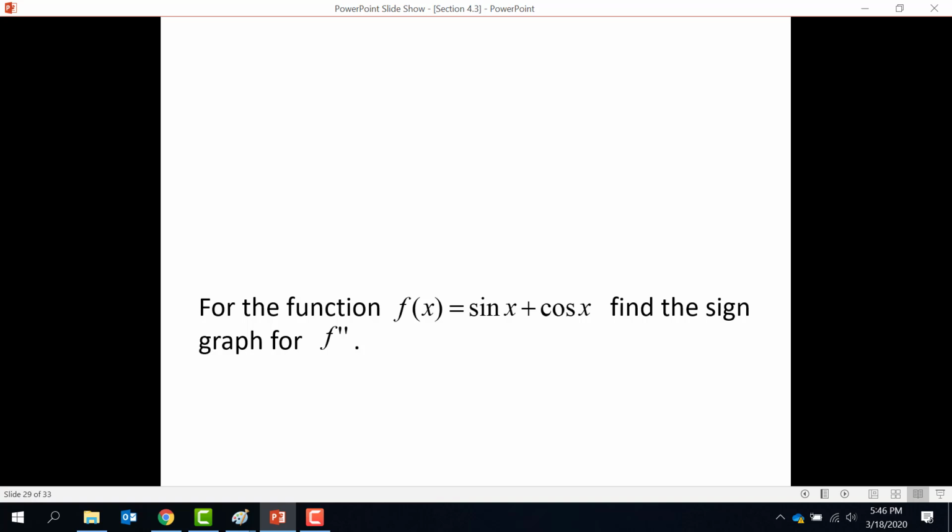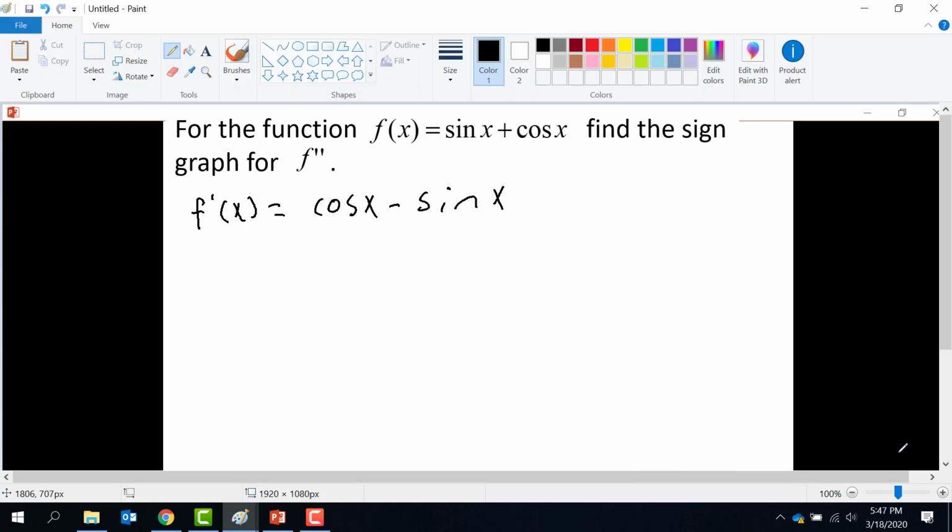For the function f of x equals the sine of x plus the cosine of x, find the sign graph for f double prime. So we need the second derivative. We already know what the first derivative is, the cosine of x minus the sine of x, so we just take the derivative of this and we get negative sine of x minus the cosine of x. Right? And so again, we need to figure out the sign chart for this, and so we need to figure out what makes it 0. So then 0 is equal to negative sine of x minus cosine of x.